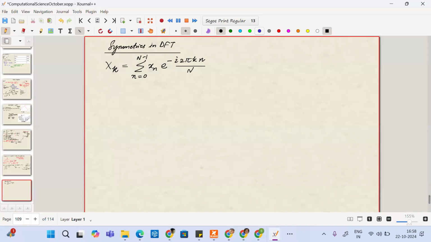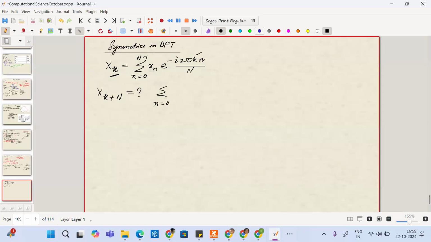Now I am asking you to compute xk plus capital N. What should it be? Maybe one careful visualization can reveal a lot of things. Instead of k plus capital N, write the term and let me know what you are seeing. See, here it is k, right? K appears here only, so change there only, nowhere else.